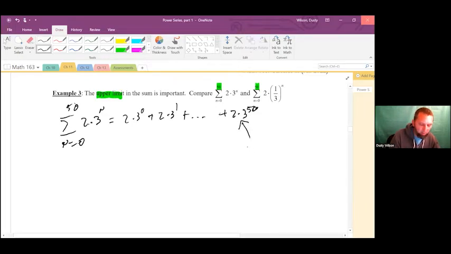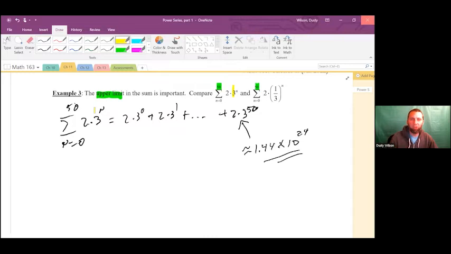According to my calculator, it's about 1.44 times 10 to the 24th power. That's a heck of a big number. And so what I want to point out here is that when I had this 3 to the n, 3 to the n grows really, really fast. And so since 3 to the n grows really, really fast, you can bet that this sum is going to grow really, really fast. And so it seems to be kind of getting out of control, if you will. A word we use in this class is, we would say that this sum is starting to diverge. It's really wild and crazy.